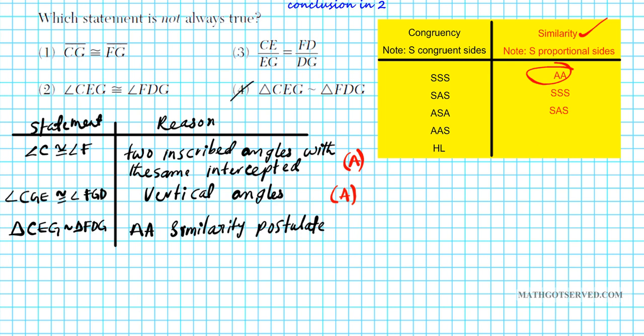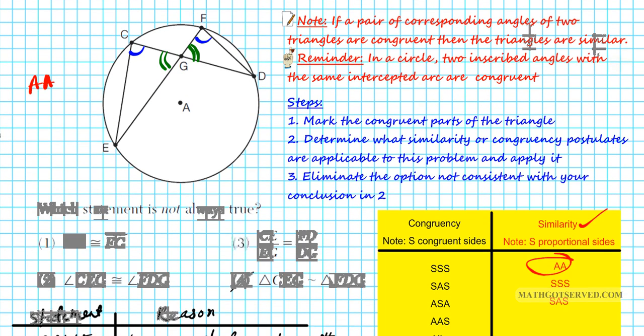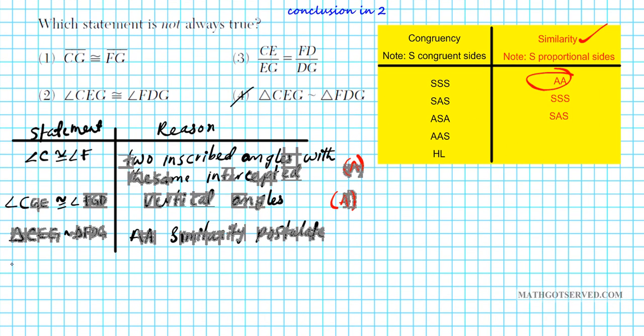Now, CEG and FDG. What do we know about these angles right here? What do we know about corresponding angles of two similar triangles? Corresponding angles of similar triangles are congruent. Okay, so we know for a certainty that angle CEG is congruent to angle FDG. The reason is because corresponding angles of similar triangles are congruent.